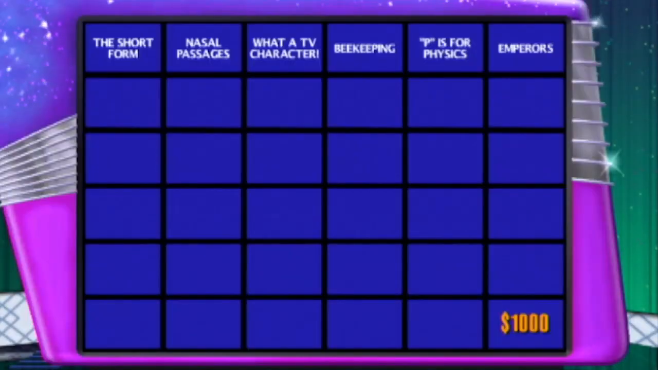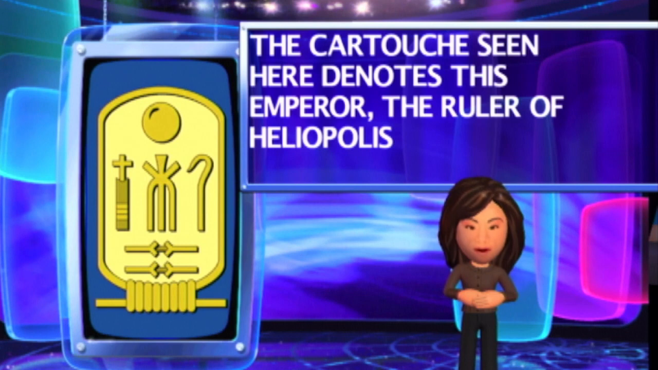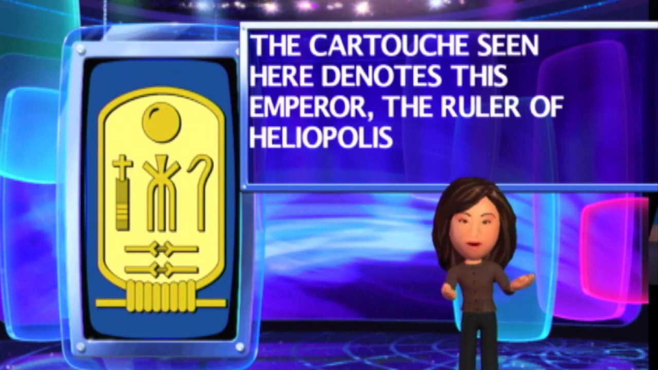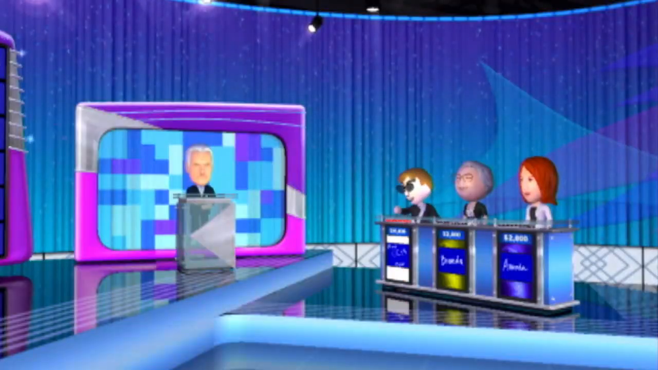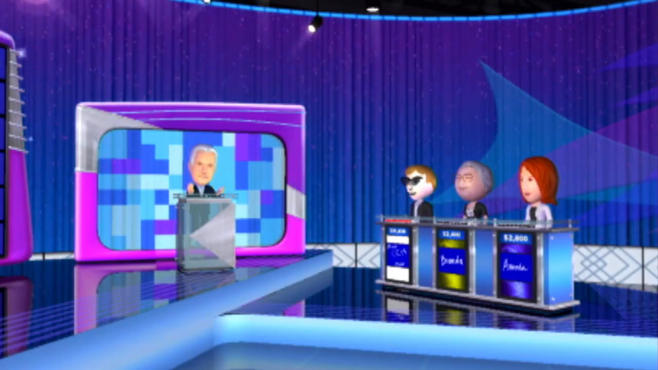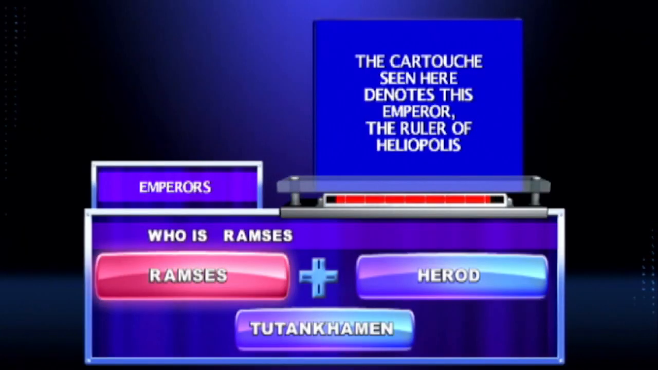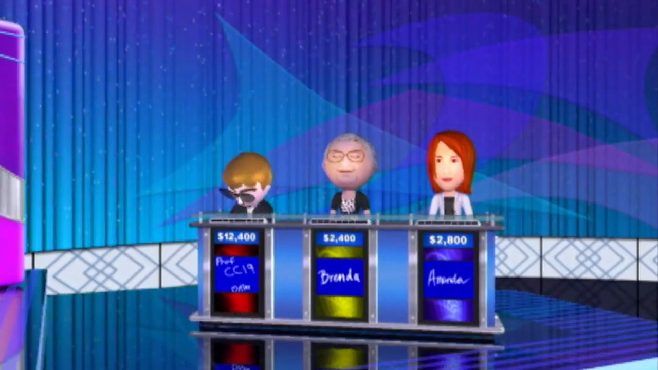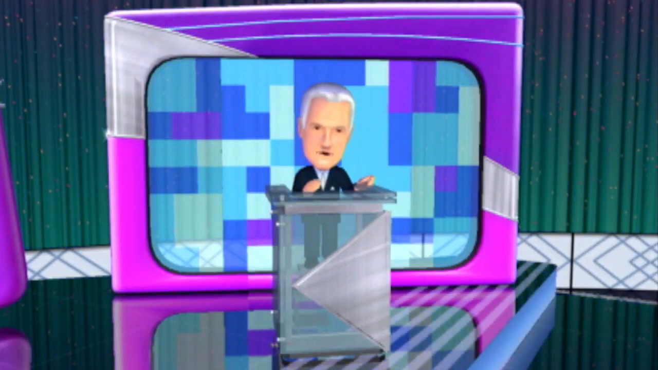And now the $1,000 clue. Here's Kelly. She'll show you. The cartouche seen here denotes this emperor, the ruler of Heliopolis. Let's hear it, Player 1. Correct. Player 2 will select first in Double Jeopardy right after this.